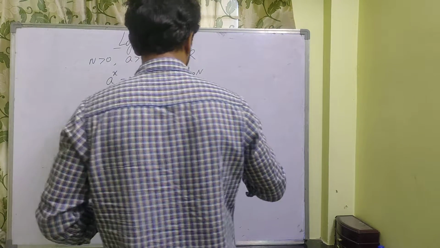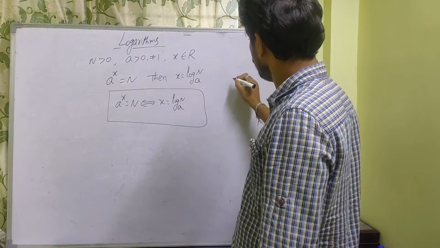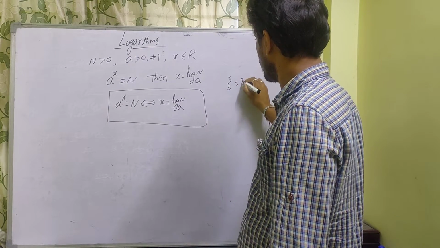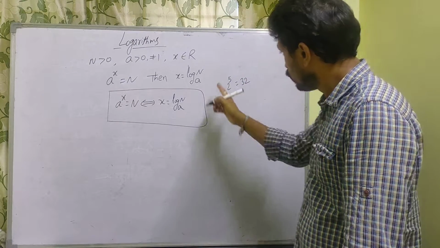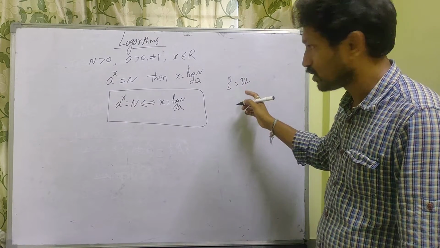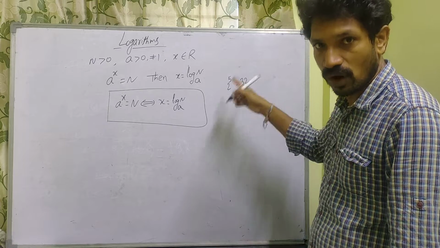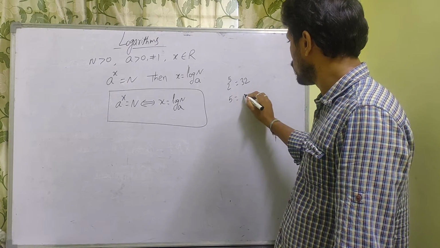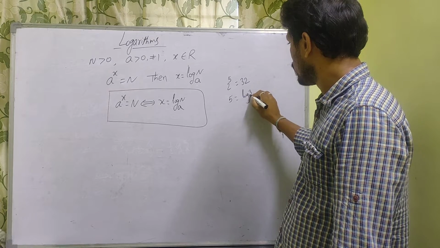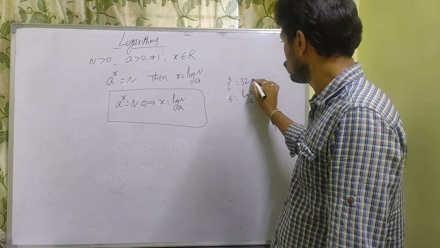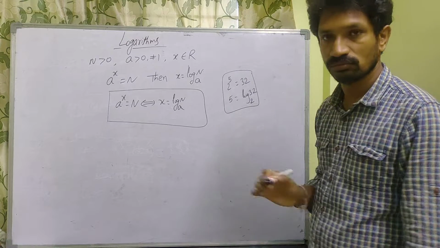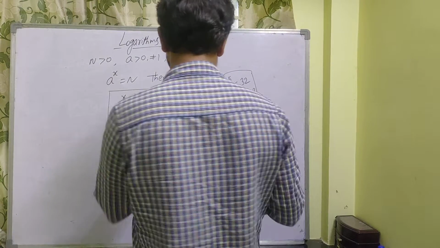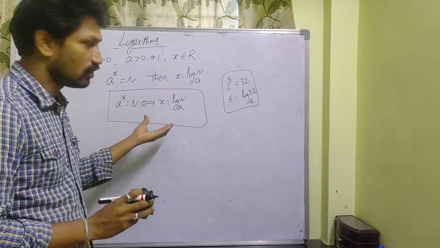For suppose 2 power 5, you know very well, is 32. This is the exponential form. If you want to write it in logarithmic form, 5 is nothing but log 32 to the base 2. Okay, see, very important definition. So please remember.